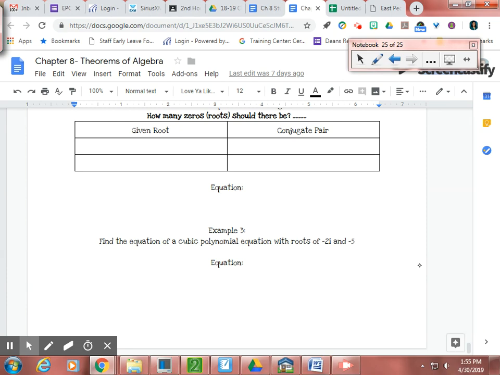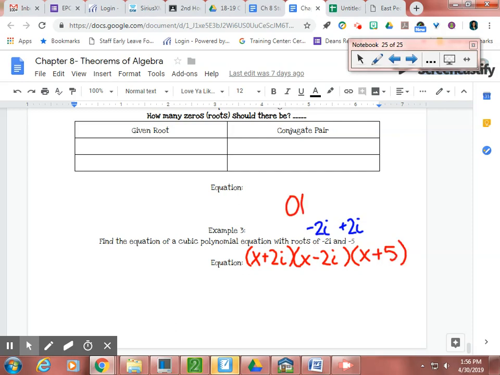So we have a cubic polynomial with -2i and 5. Okay, so what that means is we're going to have the -2i and the positive 2i. So we're doing the opposites of those. So when we set up this problem, we're doing x plus 2i, x minus 2i, and x plus 5. Opposite is super important. Okay, so this one went here, this one goes here.